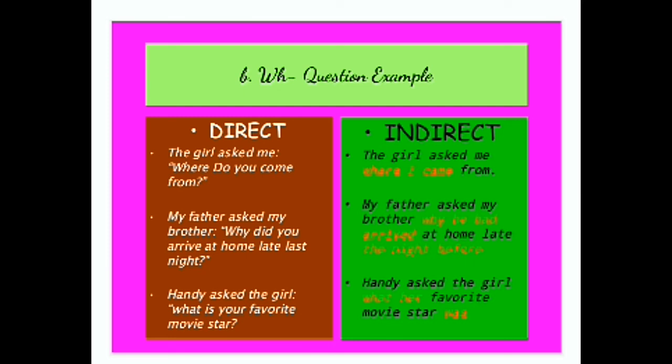Handy asked that girl, what is your favorite movie star? Handy asked that girl what her favorite movie star was. So here the WH question we change from direct to indirect. So while changing from direct to indirect, there are three things we have to notice: one is the auxiliary verb, and then the adverb of time and place, and then the tense. These three changes we have to make while changing from direct to indirect.